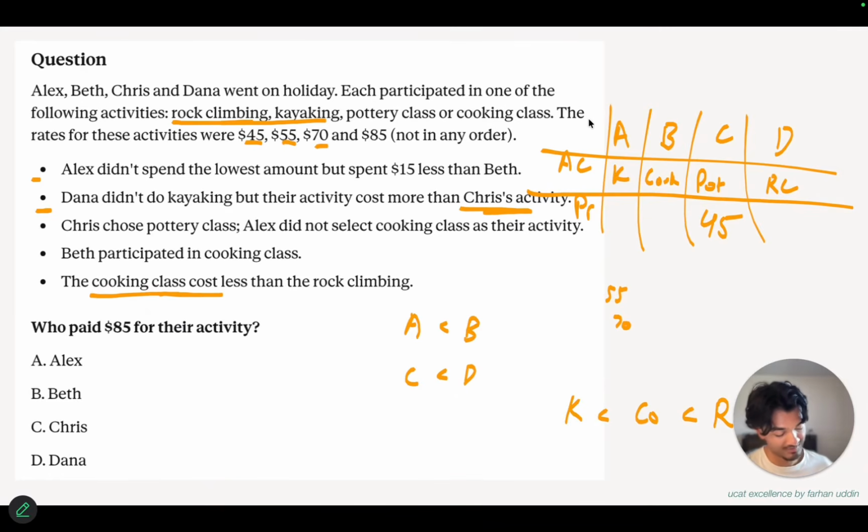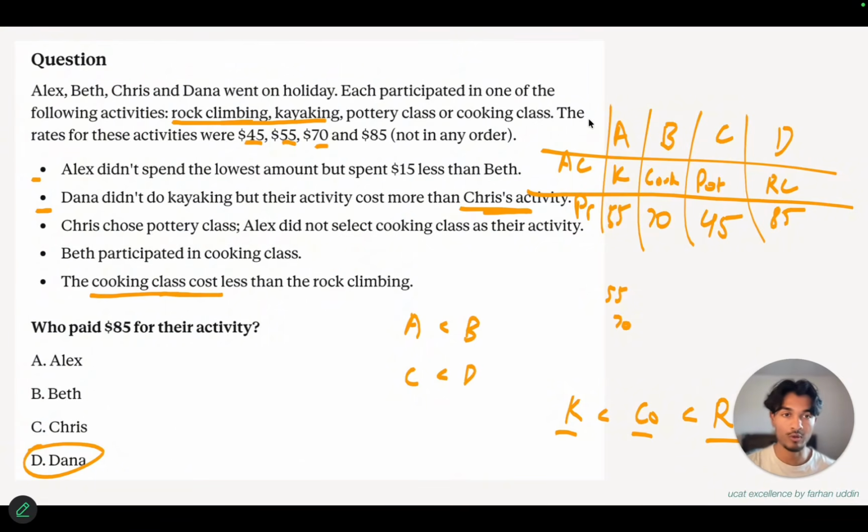We end up getting this order: kayaking, cooking, rock climbing, which ends up then being, in these numbers, 55, 70, and 85. So in this case, for our answer, who paid $85 for their activity? The answer is D for Dana. So in this case, we actually did need to fill out the entire puzzle to get to our answer. And hopefully it shows you the grit method in action.